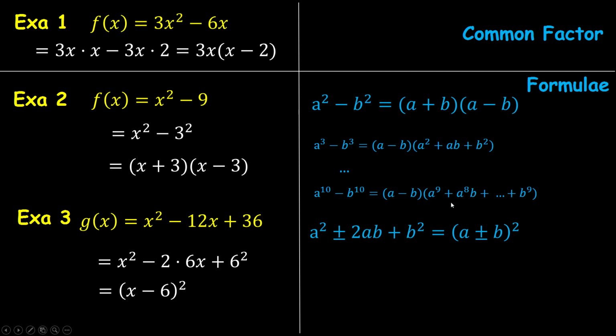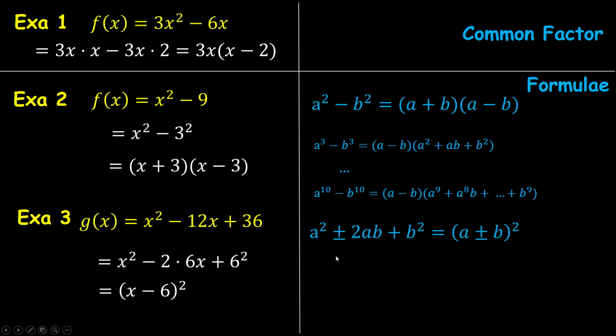Similarly here, 9, 8, and then the next will be a to the 7, and then the b power goes up. So you have b to the 0, b to the 1. So here you would have b squared and so on. So perhaps you can see a pattern here. I won't go through the details for this here, just to mention the fact.